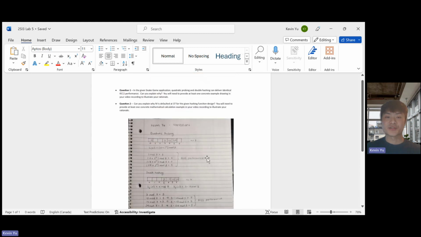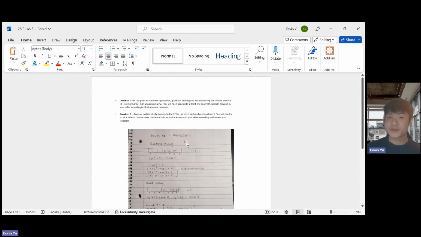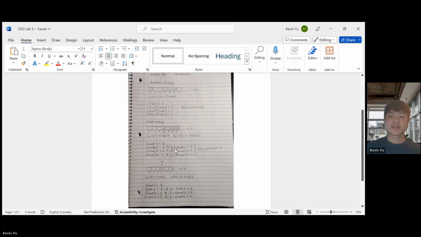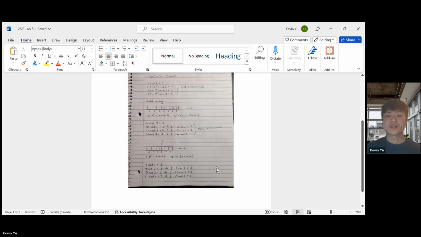Now, finally, for question 2, explain why m is defaulted at 37. 37 is a prime number, so it will give us fewer collisions compared to non-prime numbers. As a counterexample, I have m equals 6, which is not a prime number. In fact, 2 times 3 is 6, so there are many multiples for 6.